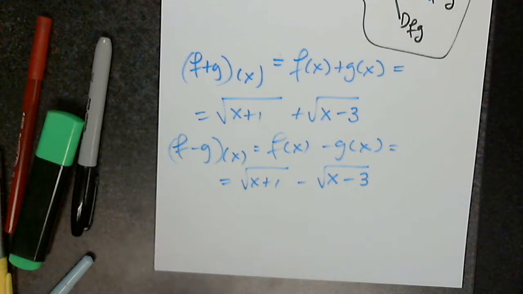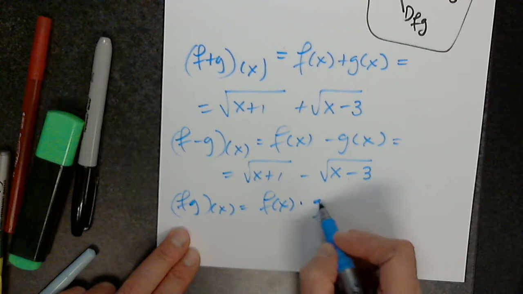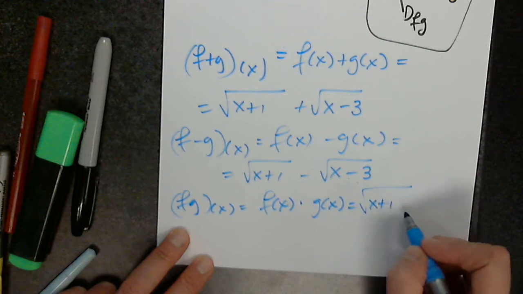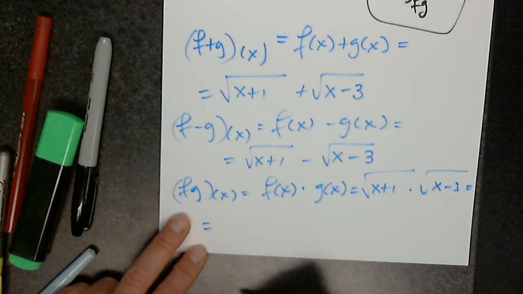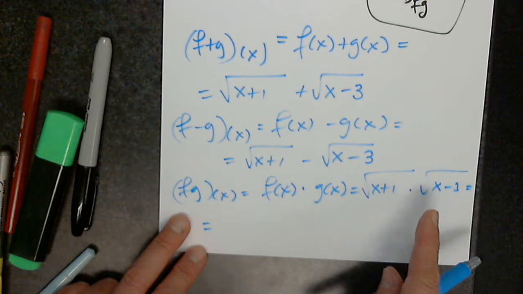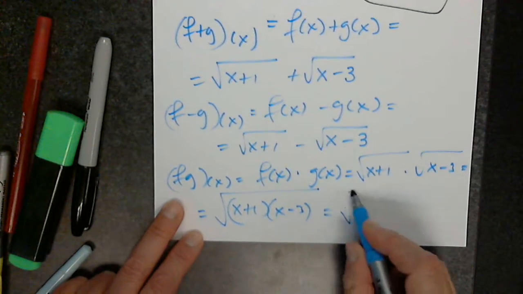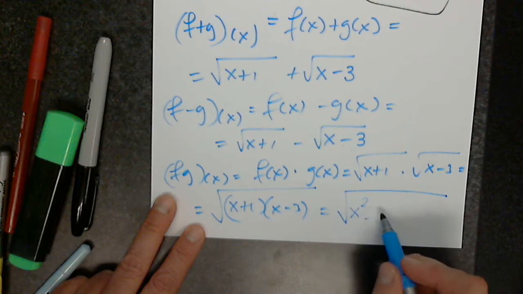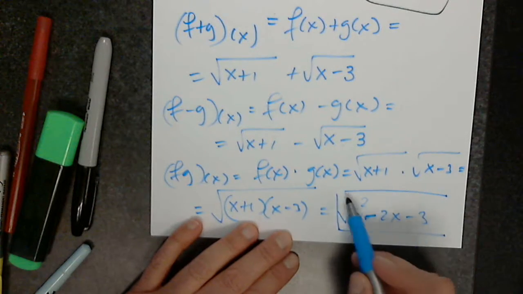Okay, can I combine them? No, they are completely unlike radicals, completely different. So fg, by definition, is f of x times g of x, which is the square root of x plus 1 times the square root of x minus 3. Can I multiply these two? Chapter 10. Yes, because they have the same index. So I can write the square root of x plus 1 times x minus 3, and if you want, you can expand that into x squared minus 2x minus 3. But you cannot simplify it any further. This is it.